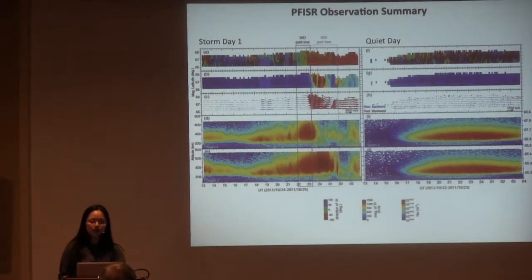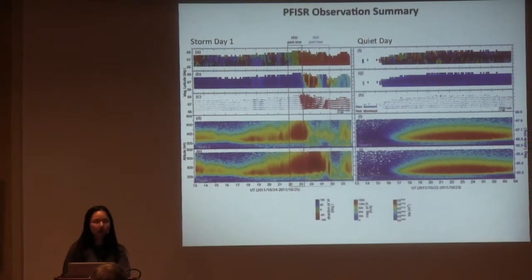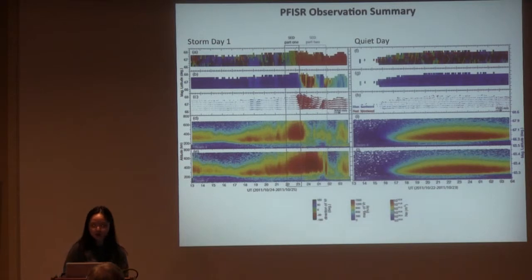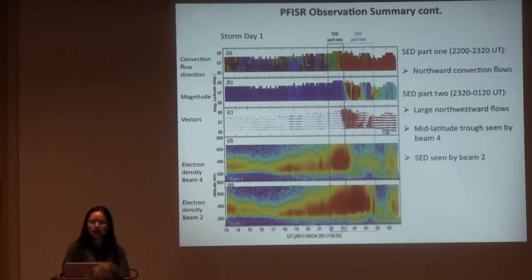Okay, so here is a summary plot of the further observation. The left plot is for the storm day, and the red plot is what the further would normally observe during a quiet day. So I just want to give you an impression of how dynamic the ionosphere is during storm time. And then we can zoom into the storm time further observation.